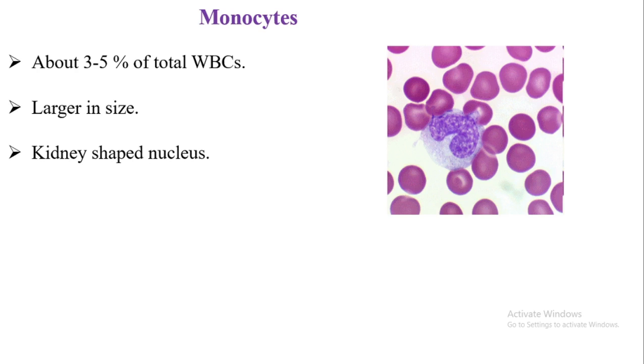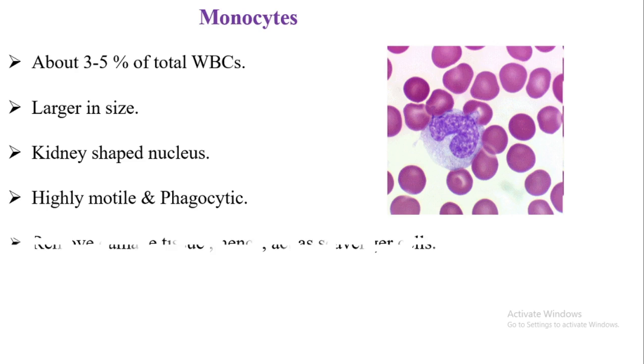Now one by one. Firstly, monocytes. These are about 3 to 5% of total WBC and they are larger in size. They have a kidney shaped nucleus. The figure shows the kidney shaped nucleus in WBC. They are highly motile and phagocytic and they remove damaged tissue, hence they act as a scavenger cell. They are also called big eaters because they are big in size and they have phagocytic property. They remove the damaged tissue from the cells or blood, so they act as a scavenger cell.